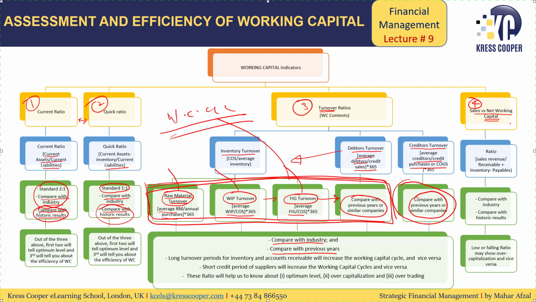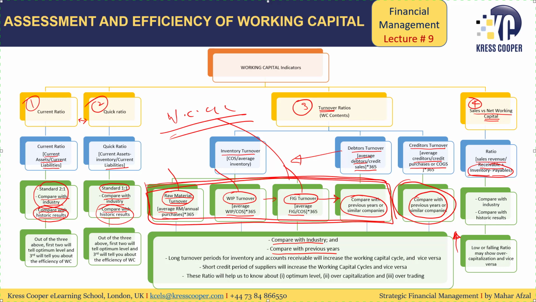Sales versus net working capital ratio, as we discussed, will help us to understand how much working capital is available against sales. The ratio is equal to sales revenue divided by receivables plus inventory less payables, which is equal to net working capital. So sales divided by net working capital will help us to understand how much net working capital is available against sales. If this ratio is going up, then we will say the same working capital is available against more sales, or we can say against the same sales, a lesser amount of working capital is available.